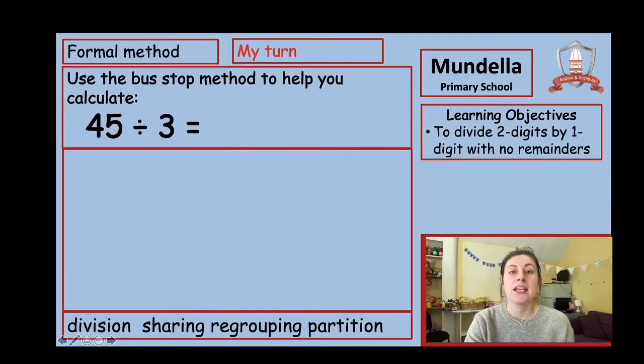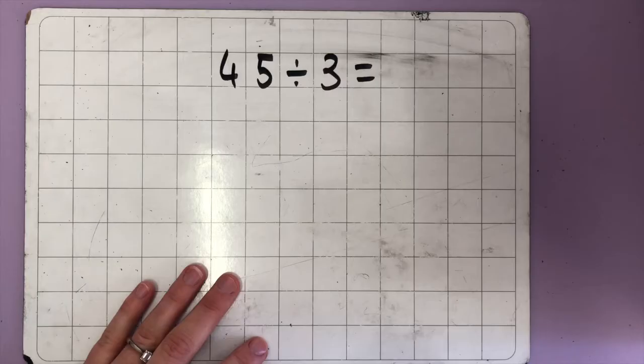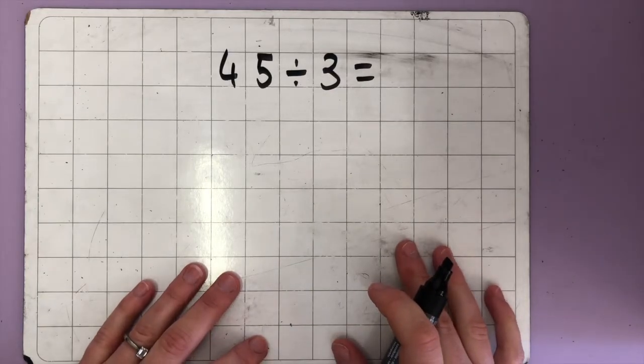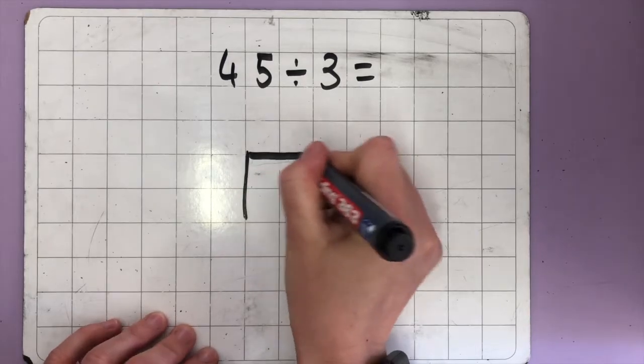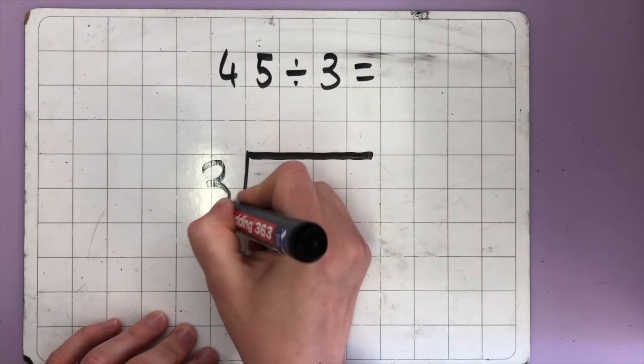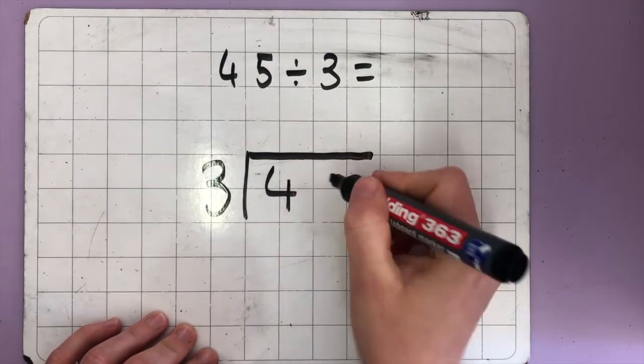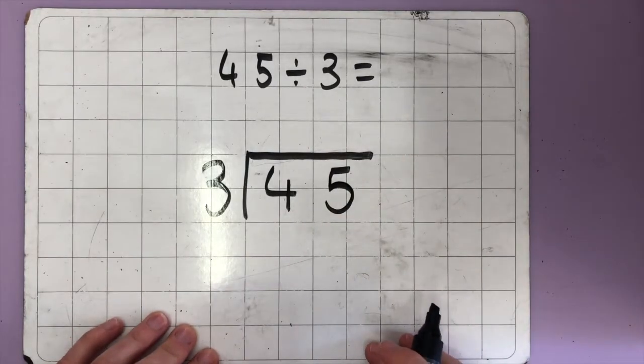Well done. I want you to watch this clip of me showing you how to answer this question using the bus stop method. 45 divided by 3. Let's try this one. 45 divided by 3. Draw my bus stop. We're dividing by 3, so that goes on the outside. 45 goes in the middle.